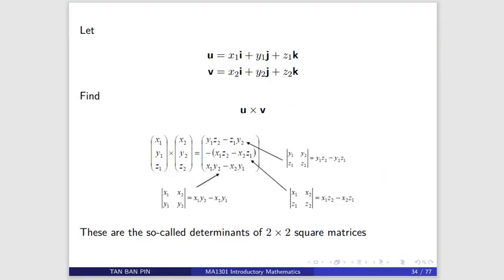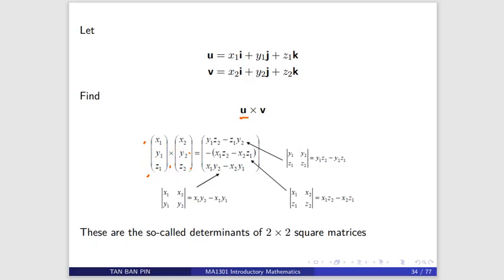Instead of writing U cross V in determinant form, you can just write it as the column vector x1, y1, z1 crossed with x2, y2, z2. Then to work out the i component, you can just consider this part and then work out the 2×2 determinant. That's what you did previously. So it's y1 z2 minus y2 z1.